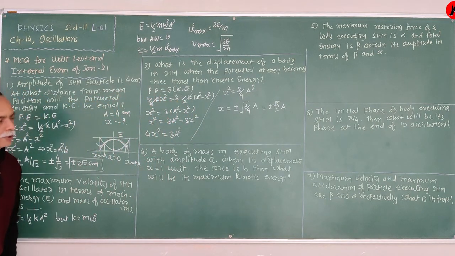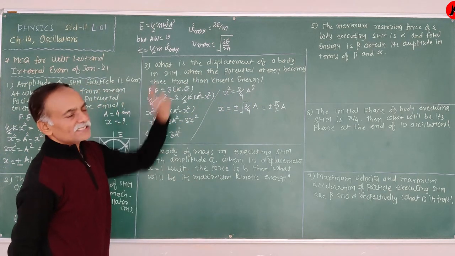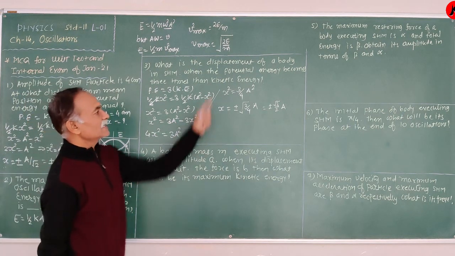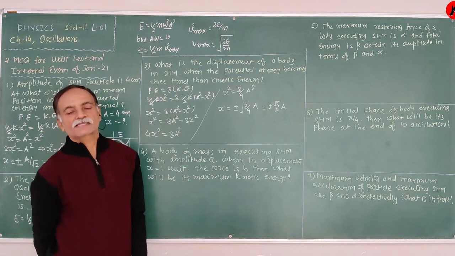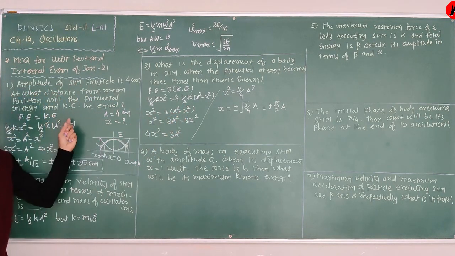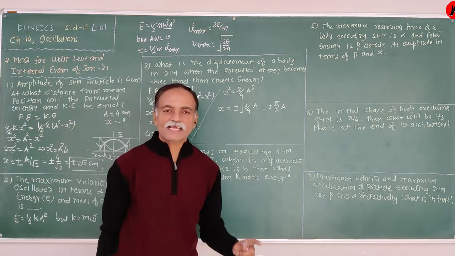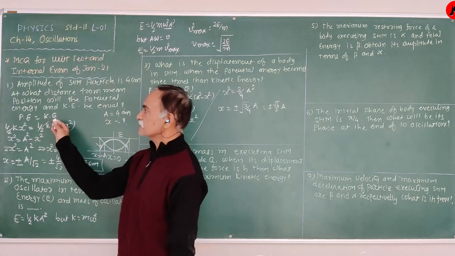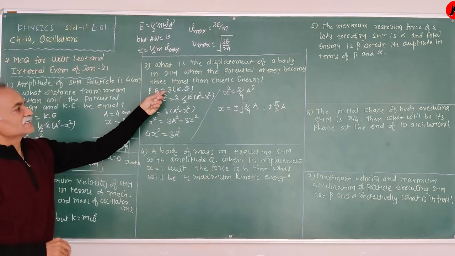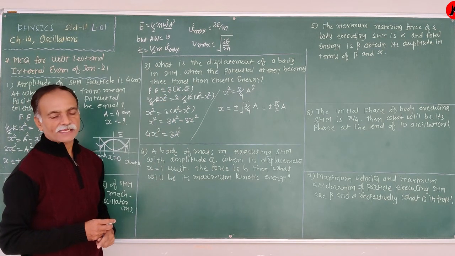At this position from the mean position, the potential energy becomes 3 times the kinetic energy. Again, it is the same as the earlier first MCQ question. But here, the potential energy and kinetic energy are not equal, whereas in the first question both are equal. Here, the potential energy is 3 times the kinetic energy. Therefore, potential energy is equal to 3 times kinetic energy.